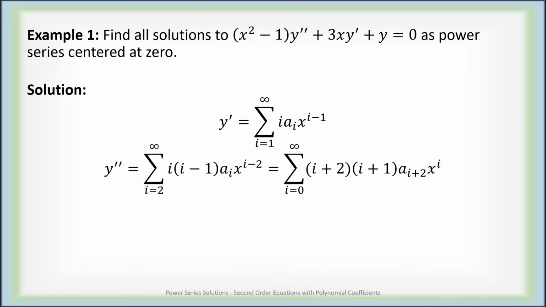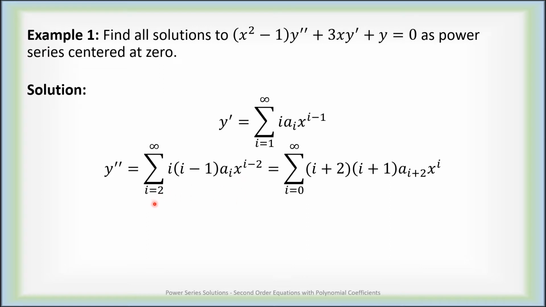If I take y double prime, well then, the index 1 term corresponds to the constant term. Its derivative will be 0. So when I take two derivatives, i equals 0 and i equals 1 are both removed from the series, and we now begin at i equals 2. And when I take two derivatives of x to the i, we get i times i minus 1 times x to the i minus 2.